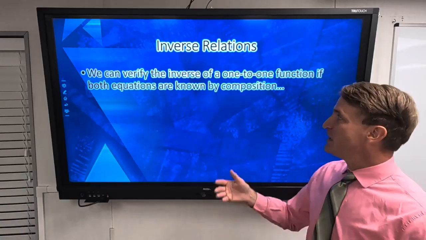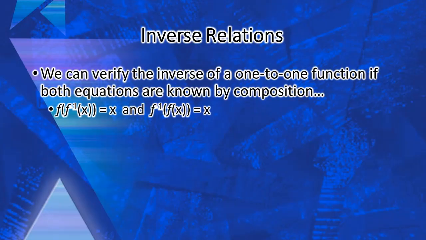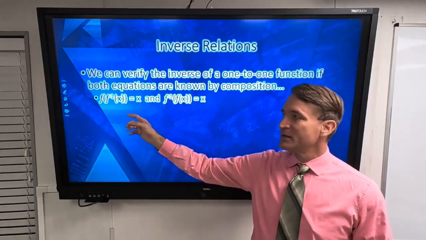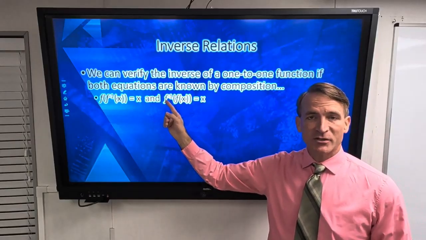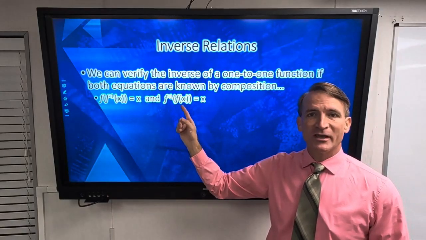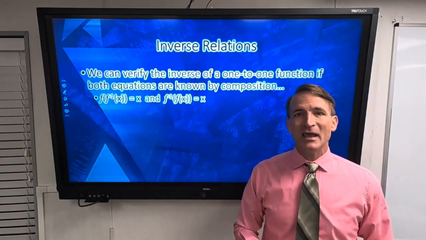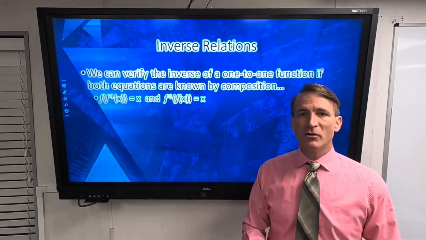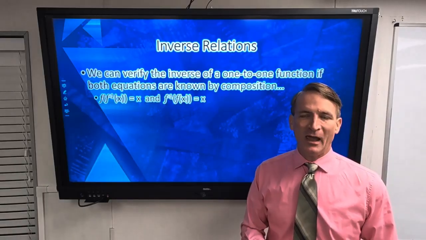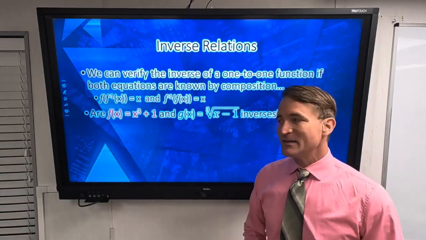So if it is indeed an inverse function, then that means if I take f composed of my inverse, it should give me a value of x as my output. But that's not where I need to stop. I also need to check to see if I take the inverse function and I make a composition using my original function, I should also get the value of x. It has to be x, not -x, not 1 over x, not x to the second power. It has to be simply an x. Let's use an example here.